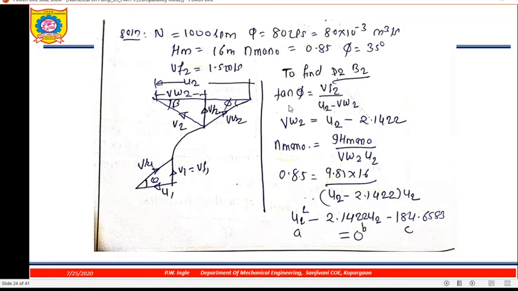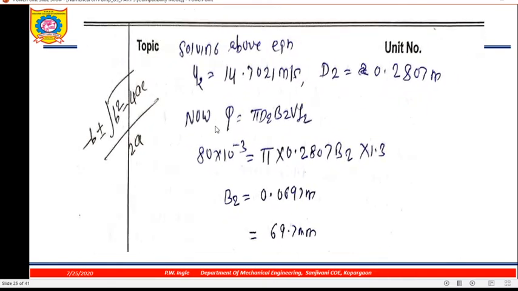To calculate D2 and B2, tan phi is, by using the outlet velocity angle, Vf2 upon U2 minus Vw2. So you can write Vw2 as U2 minus 2.1422, but U2 is not given. D2 is not given. Okay. Now manometric efficiency is g H manometric upon Vw2 into U2. So you just put the value of Vw2 here, U2 minus 2.1422 U2. You will get the value of U2 by using this equation. You will get a quadratic equation.